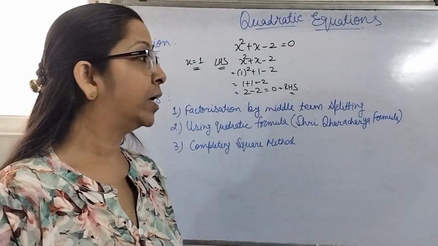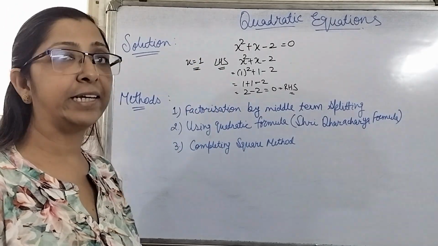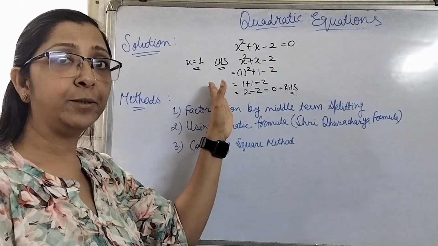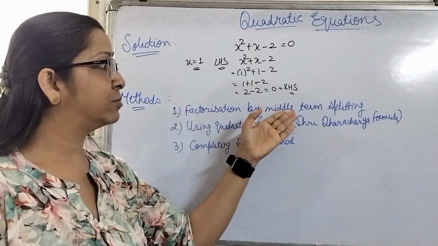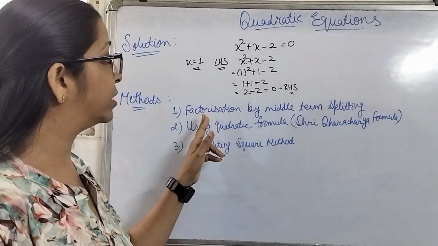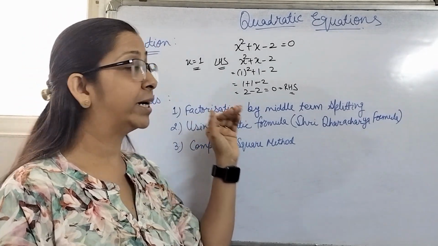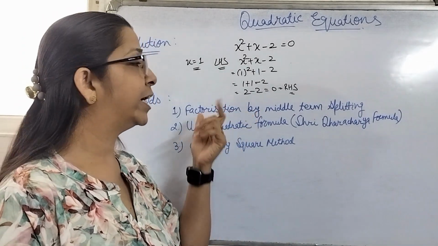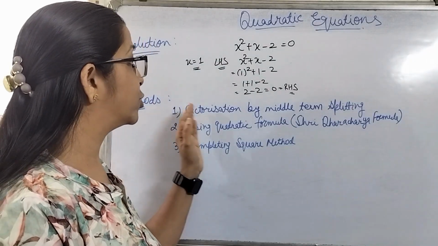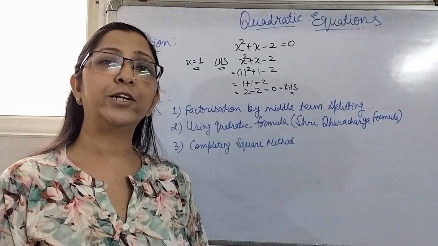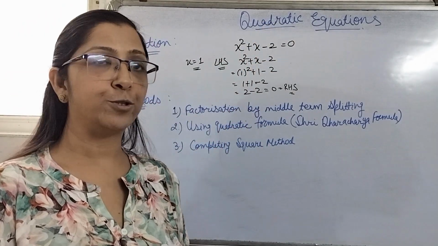Hope it is clear. Now there are various methods of finding the roots of a quadratic equation. This is the trial and error method. Some other methods: the first method is factorization by middle term splitting. We have done this in the chapter on polynomials also. For quadratic polynomials, we factorized the middle term, and by that we found the zeros of the quadratic polynomial. And just now we said that whatsoever the zeros of the quadratic polynomial are, the same are the roots for the quadratic equations also.